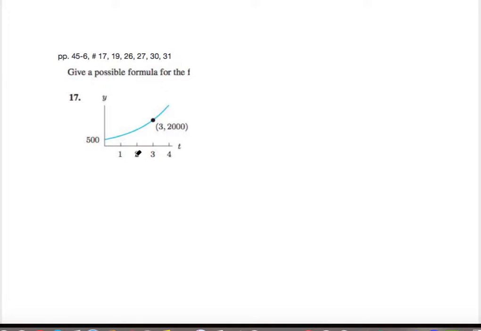So we have several different points of interest. The first is we know that this is a y of t function, and it does appear to be exponential. So we are going to assume that it is an exponential equation of the form y of t equals y naught times some base raised to the t power. For this particular situation, we know that y naught is the intercept here, which is 500. That's our initial value of y.